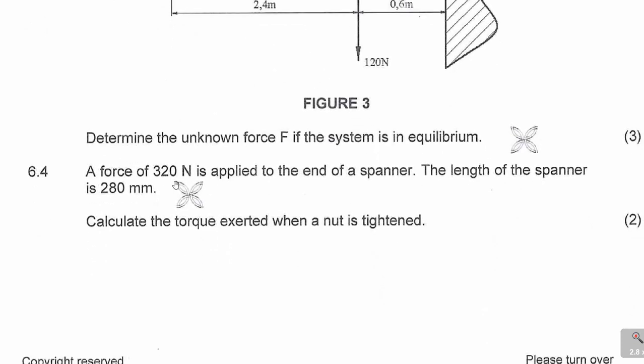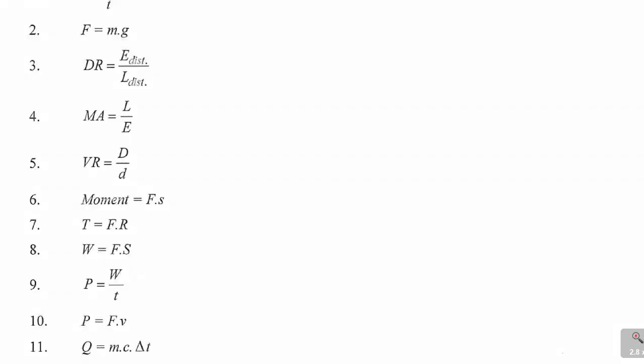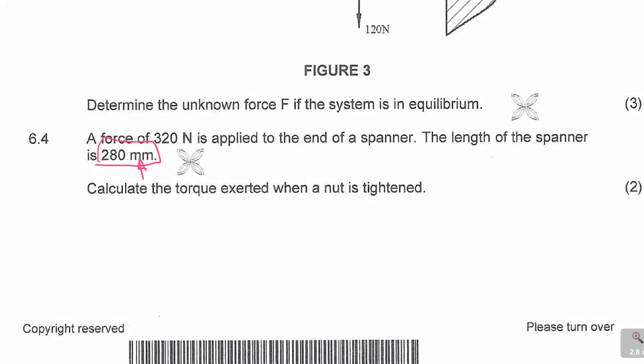And then a force of 320 Newton is applied at the end of a spanner. The length of the spanner is that. Calculate the torque exerted. It's also force times distance here, but remember your distance is 200 millimeters, converted to meters. And then your formulas here, let me just see, work done is force times distance. You see that one? And then I think that is the part that says the force of that, the length of the spanner, calculate the torque exerted on that part.